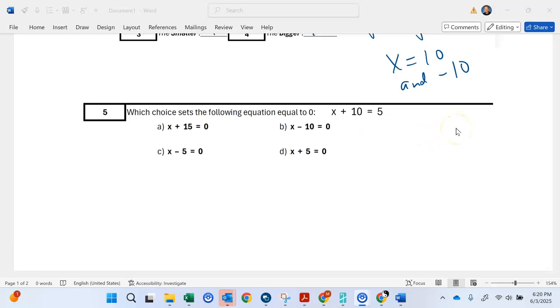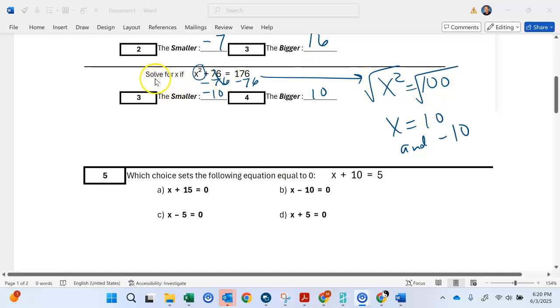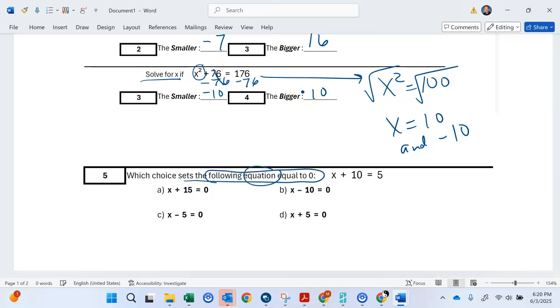Okay, so here is not different, we are not solving for 0. On the previous one, this said solve for x, right? On number 3 and 4, but that's not what we're doing here. Here we're going to set the equation equal to 0, the whole equation. Right now the equation equals 5, right? So we want it to equal 0. So how do we accomplish that? Well, that's positive 5, so we go minus 5.